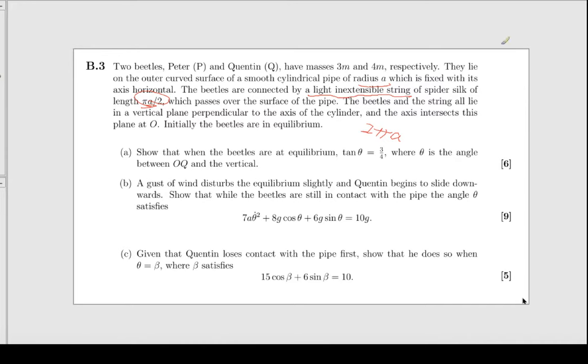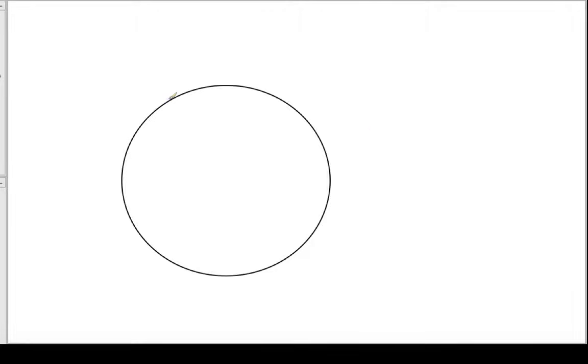So we have P 3m and Q 4m. If you think about it, the 4m is going to be higher than the 3m, isn't it? I'm going to draw it like this. So that's Q, our 4m mass, and over here we're going to have P. Let me change the brush width a bit. And over here, we're going to have the center of the circle. Remember Q is 4m and P is 3m.